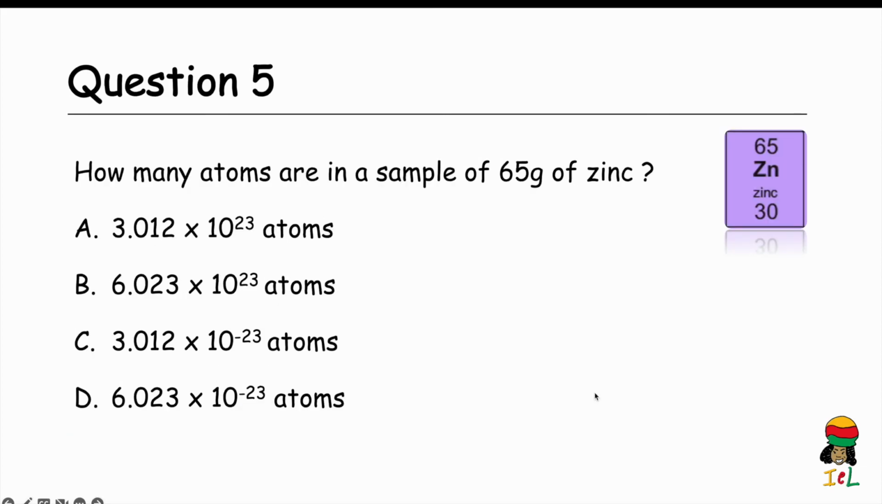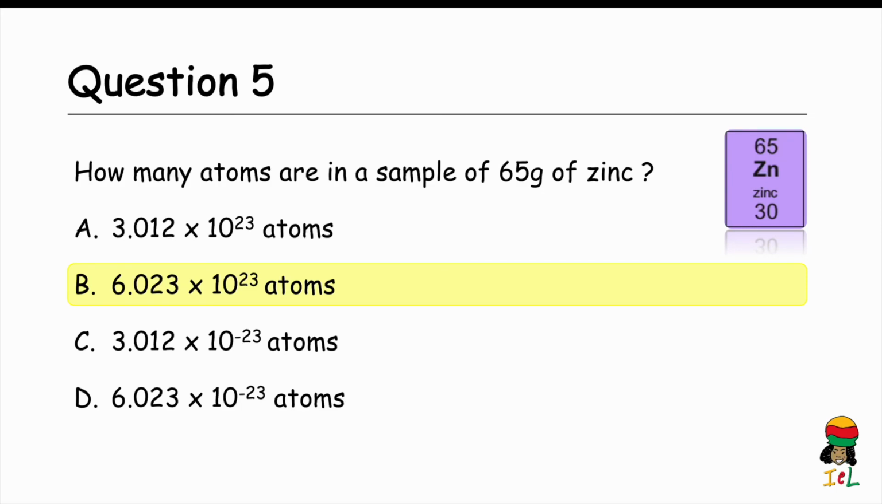Question 5. How many atoms are in a sample of 65 grams of zinc? A. 3.012 times 10 to the 23 atoms. B. 6.023 times 10 to the 23 atoms. C. 3.012 times 10 to the -23 atoms. D. 6.023 times 10 to the -23 atoms. The answer is B. 6.023 times 10 to the 23 atoms are in 65 grams of zinc.